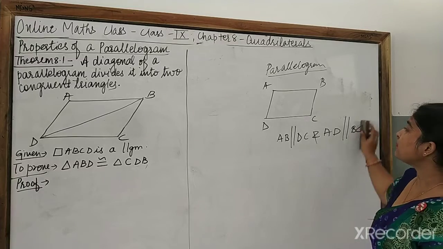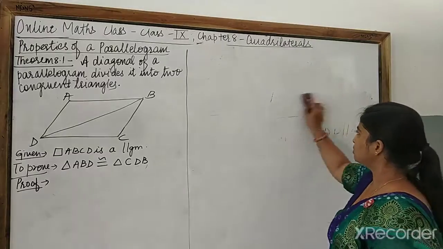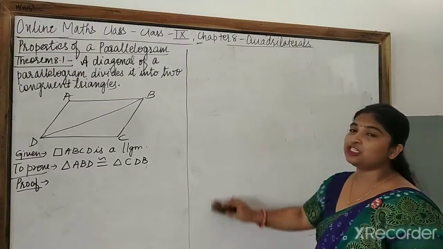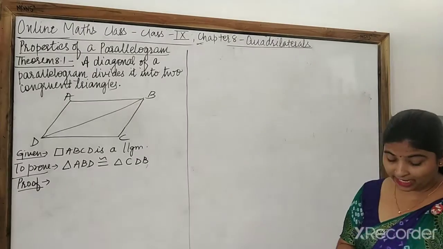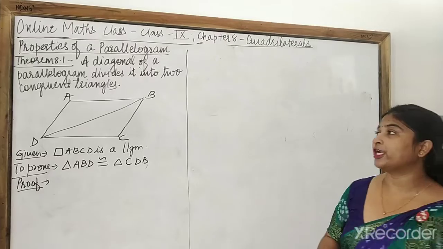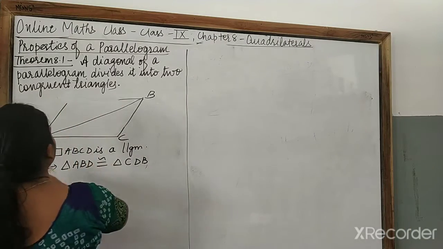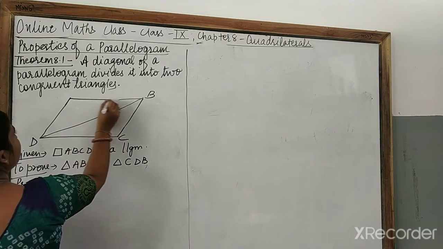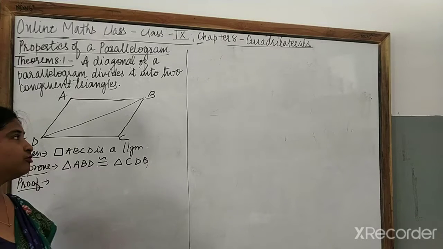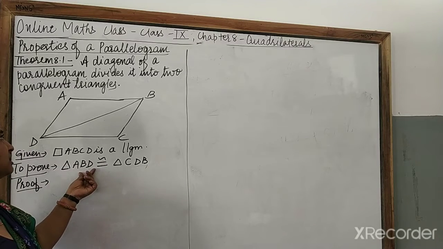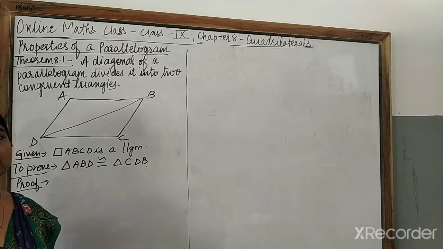So, properties of a parallelogram. We will do some theorems that are given in the chapter. We will start with theorem 8.1, that a diagonal of a parallelogram divides it into two congruent triangles. It was given to us that quadrilateral ABCD is a parallelogram. Now what we have to prove? We have to prove that triangle ABD is congruent to triangle CDB. This we have to do.